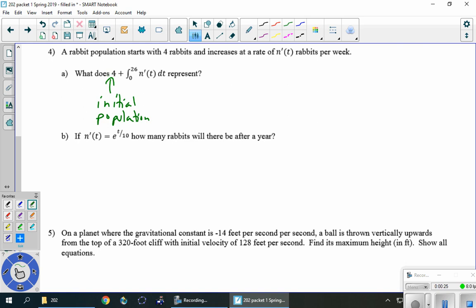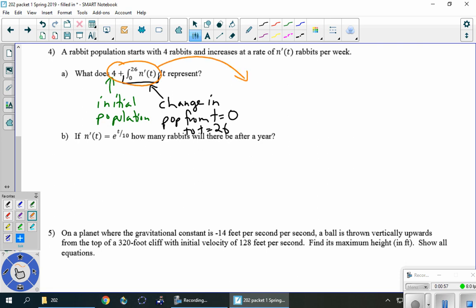And then the integral from 0 to 26, so this is integrating a rate of change, and I know that always represents an actual change, and so this is the change in population from t equals 0 to t equals week 26, so the first half of the year from the start of this experiment. And so then if we add these two things together, that means that the entire symbol, you start with 4 and then you add however many rabbits you gain or lose.